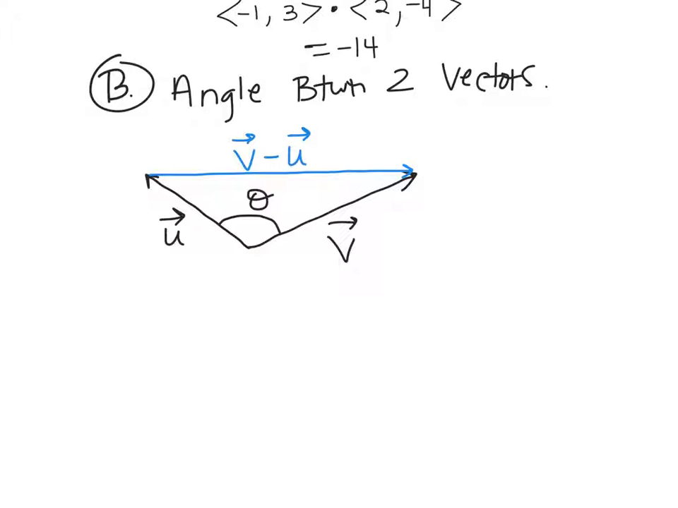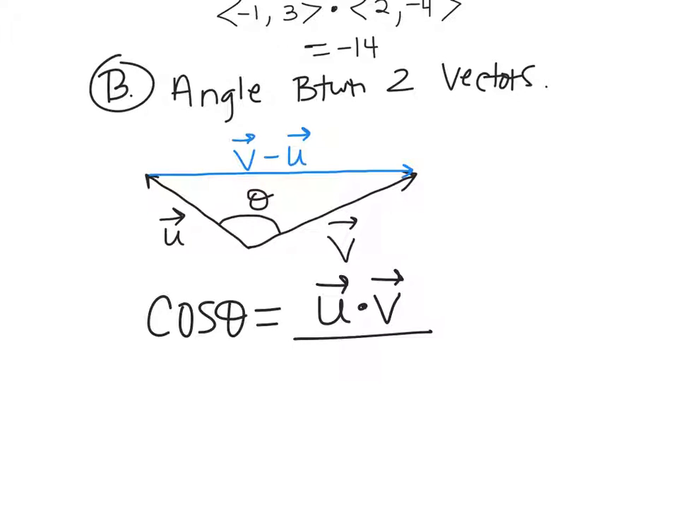So to find out what theta is, what you're going to do is this. Cosine of theta equals u dot v over the magnitude of u times the magnitude of v.